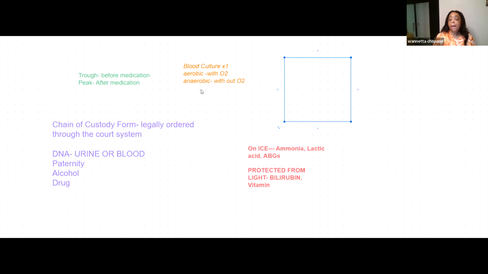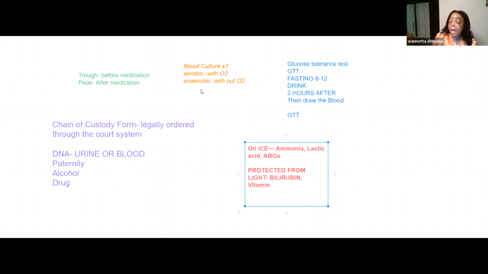Remember, on ice labs are ammonia, lactic acid, ABGs. I left ABGs silent. I'm gonna talk about that on Saturday. Okay, I won't forget because it's a part of my lecture on Saturday. But the one that you protect from light, which you will see most often, is bilirubin, but most vitamin levels are also protected from light. But most commonly, what you will be tested on your national exam is bilirubin. Know that it's protected from light.